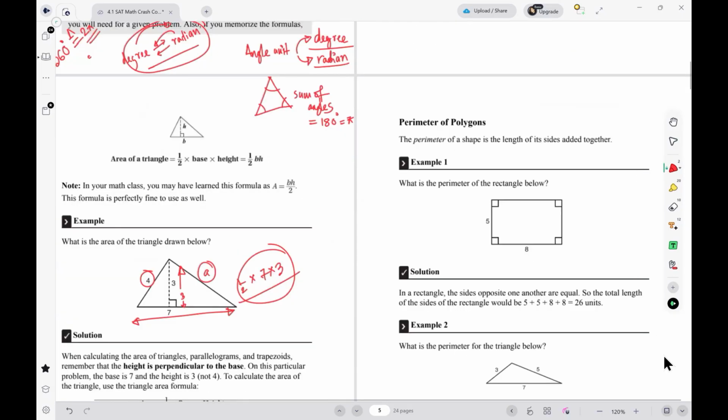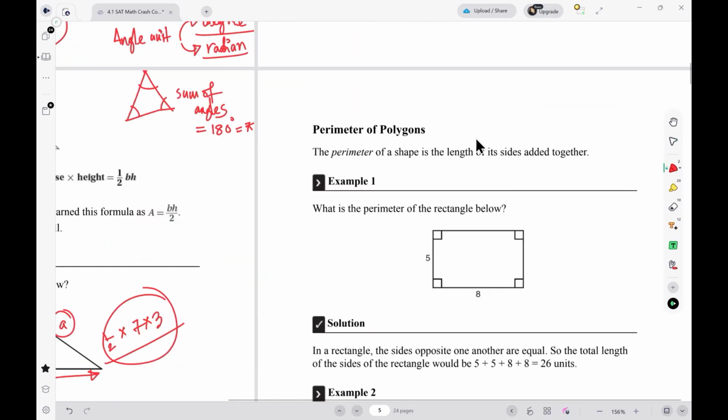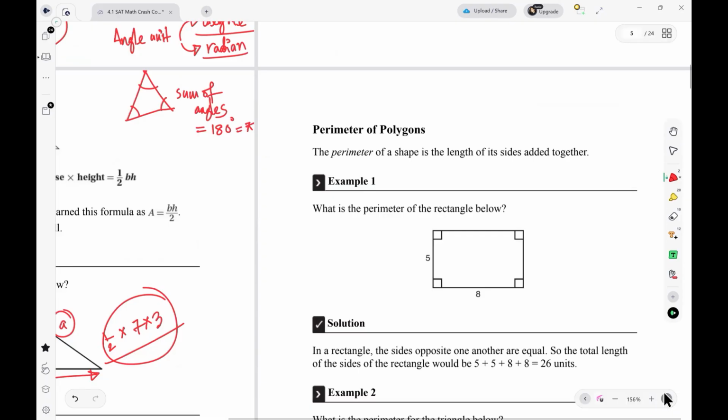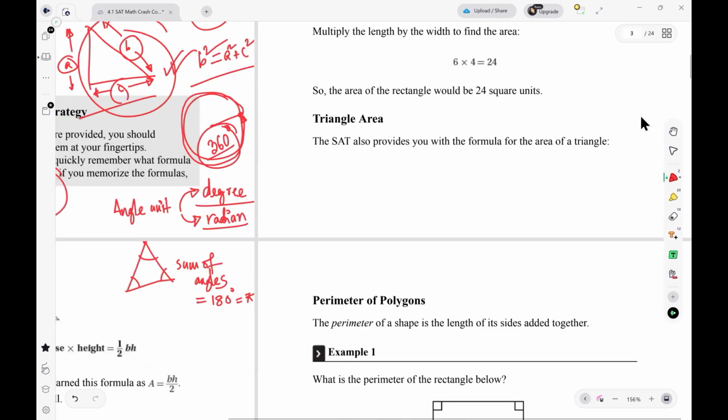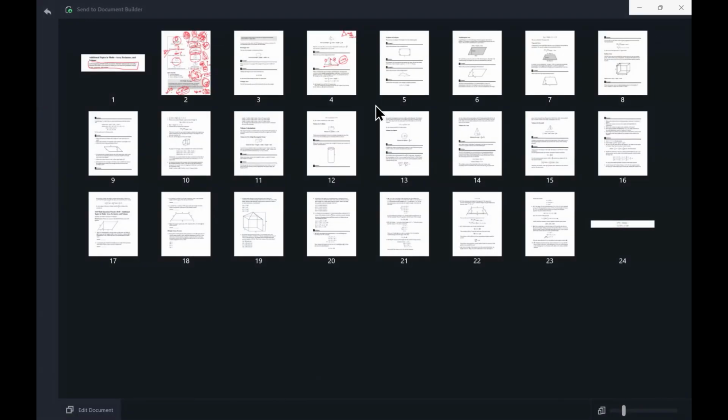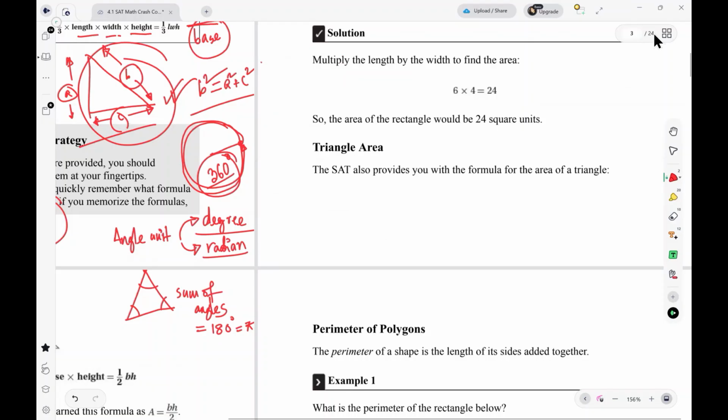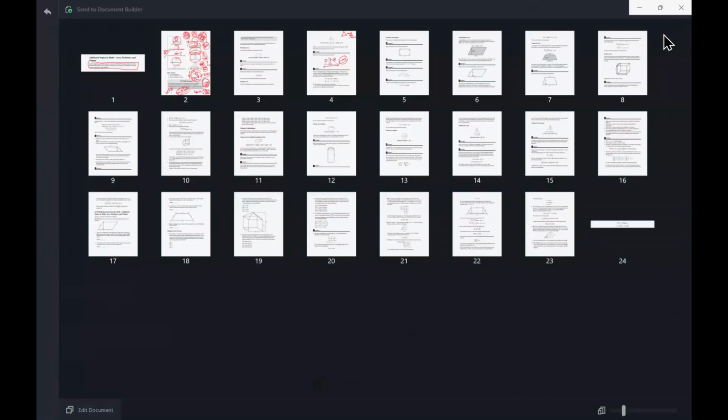Okay, so perimeter of polygons. I'm not understanding why this thing is not just letting me view one single page. That's the issue here. I don't understand.